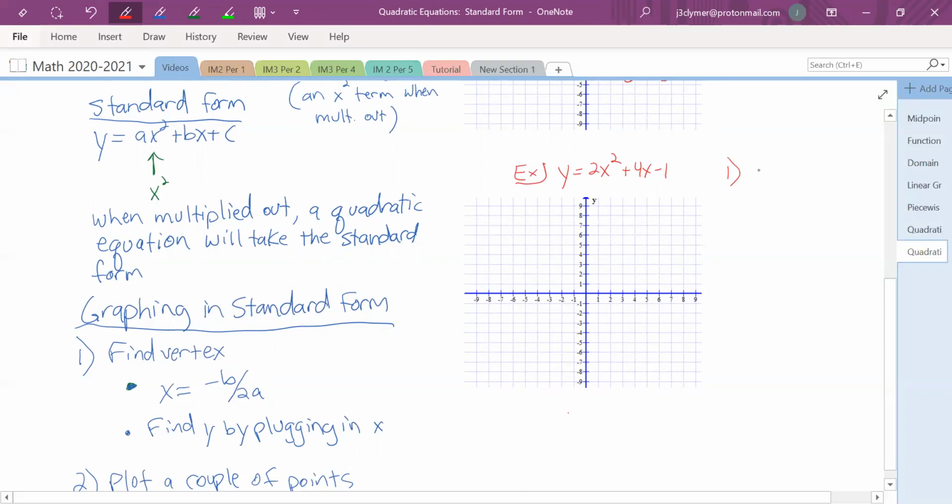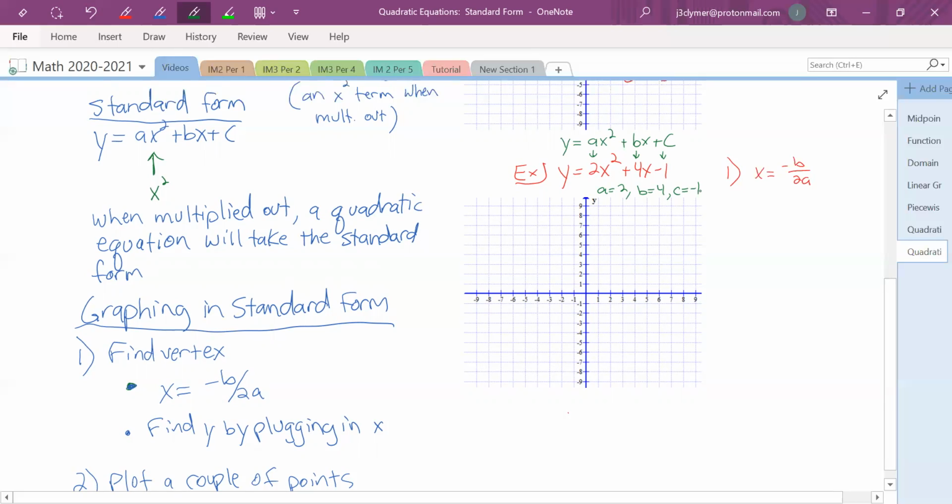We know the vertex is going to be at negative b over 2a. Now, what's b, what's a? It's helpful to go back and remind ourselves what a, b, and c are. Remember that in standard form, this is ax squared plus bx plus c. We talked about that when we were factoring trinomials as well. So a is the coefficient in front of x squared, b is the coefficient in front of x, and c is everything that doesn't have an x. So a is equal to 2, b is equal to 4, and c is equal to negative 1. It's helpful to identify your a, b, and c.